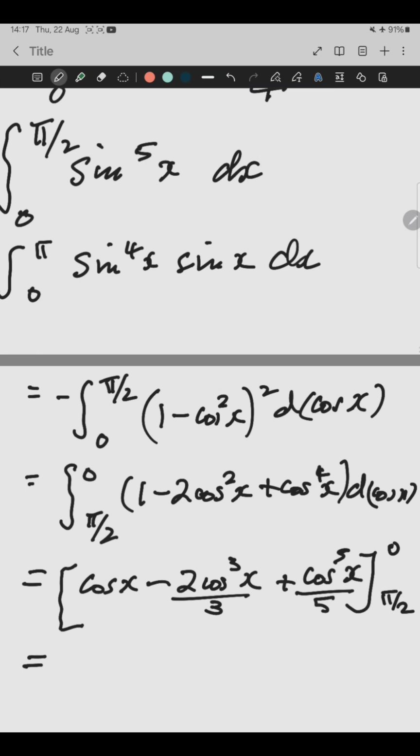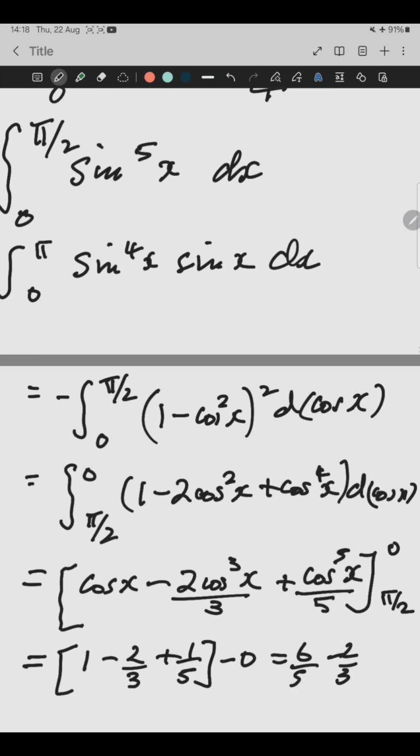Well, putting in 0 for the x, that becomes 1 minus 2/3 plus 1/5, and when we put in pi upon 2, each of those terms just becomes 0, and so our final answer will be 6 over 5 minus 2 upon 3, which is 8 over 15. That finishes the third one.